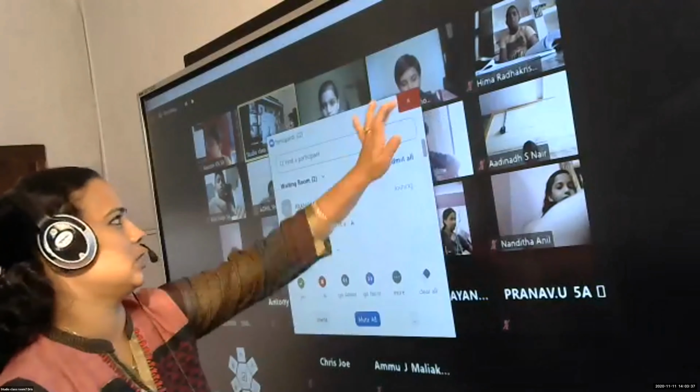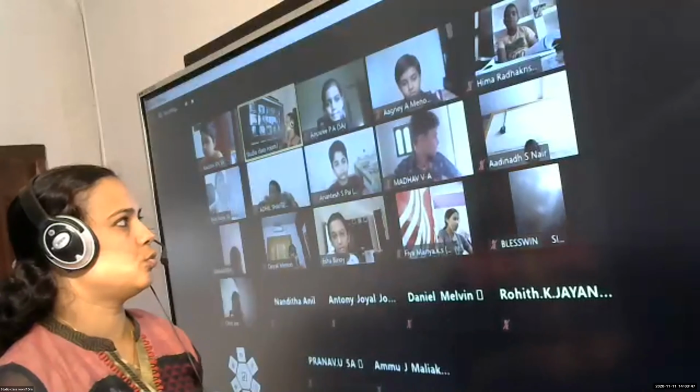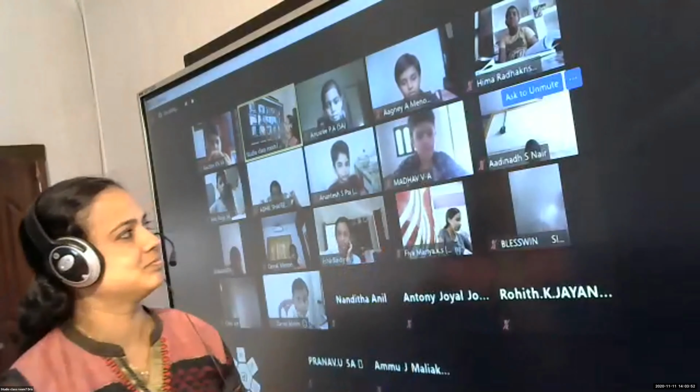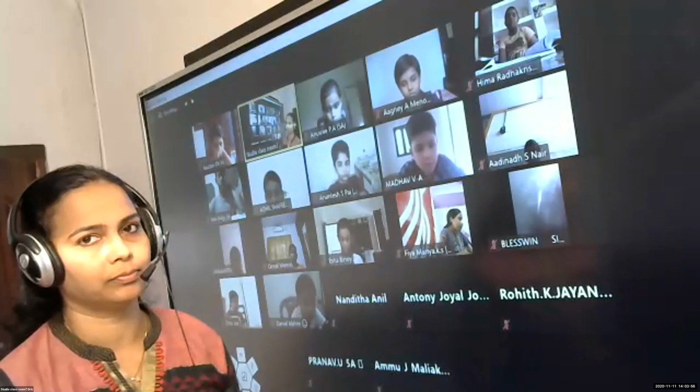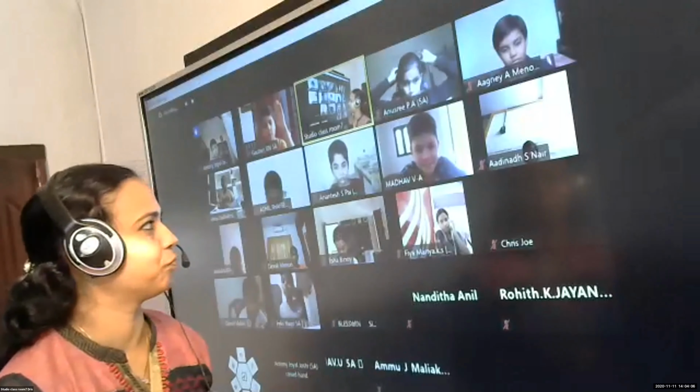Equivalent fractions. So, what is a fraction, Isha? A part of a whole. So what is an equivalent fraction, Madhav? What is an equivalent fraction? What do you mean by equivalent fractions?